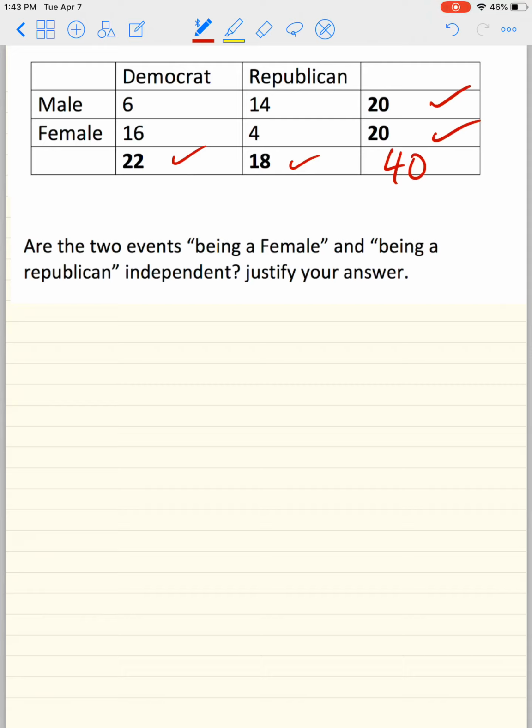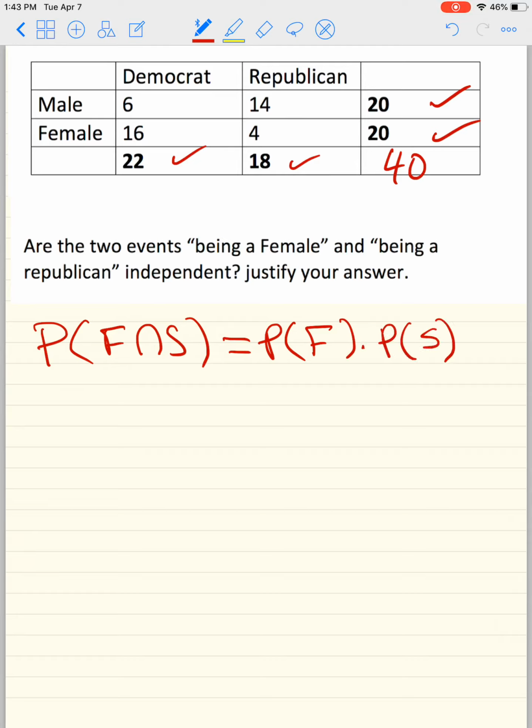Are the two events, being a female and being a Republican, independent? Well, in order to determine if two events are independent, you're going to see if their intersection is equal to the product of the two. So if you remember from my past videos, in order to find the intersection, you're going to go to the event female. I'm sorry, I should have put Republican there. I don't know why I just did that.